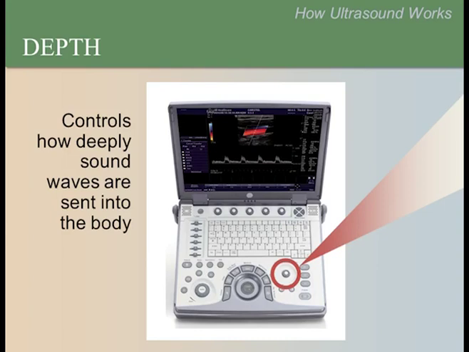The next control is depth. Please locate the depth control on your ultrasound machine. Gain controls the strength of echoes returning to the transducer. Depth controls how deeply you send sound waves into the body. Next, we will show how the depth setting changes the appearance of the image.